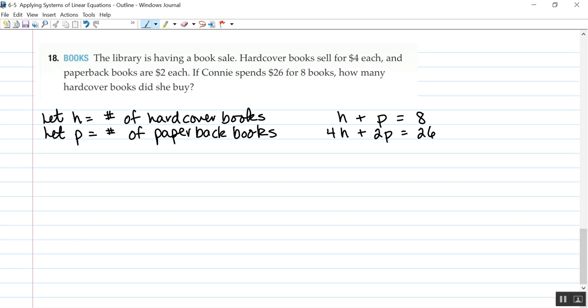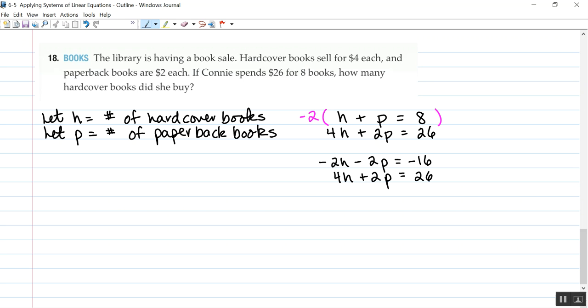I think I'm going to go ahead and solve this one using elimination, just because I kind of like elimination. What I need to figure out is what is h. So if I'm going to eliminate p, I'd like to multiply this equation by a -2. That's going to give me a -2p here, and when I add it to this p, my p's will be eliminated. I'll be left with h, and h is actually what I need to find. So rewriting that first equation, -2h minus 2p equals -16. And then my original second equation.